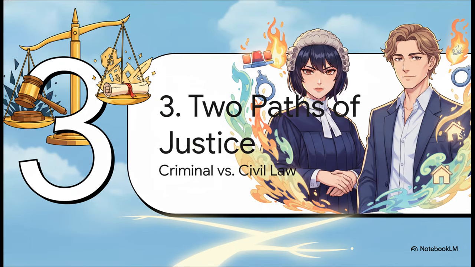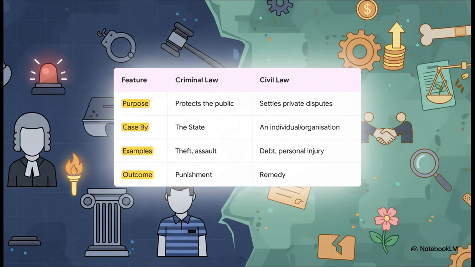Let's move on to Section 3. Now that we know the big principles, let's look at the two main roads the legal system can take. And trust me, understanding the difference between criminal and civil law is absolutely crucial. This table is a brilliant way to see the difference.